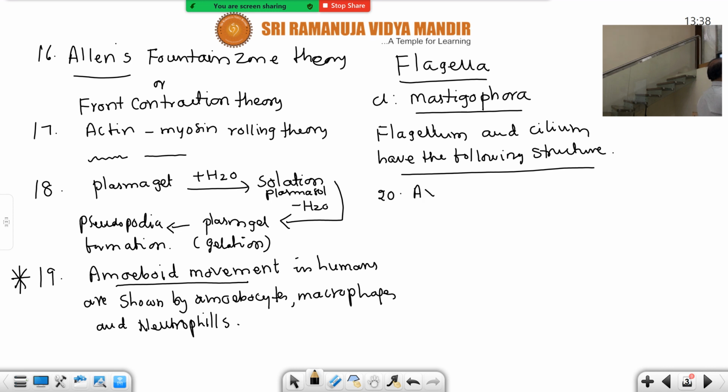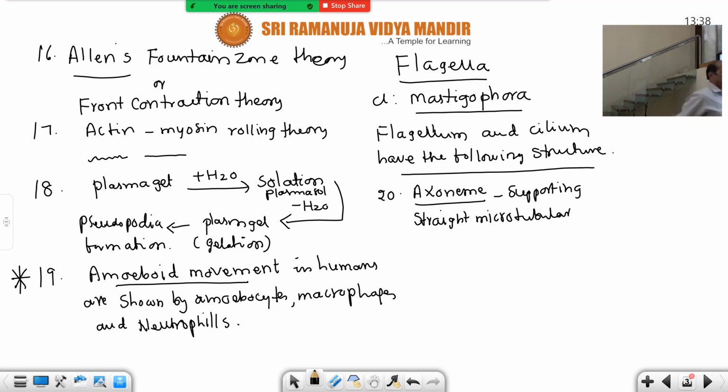Put a heading, axoneme. A supporting rod-like structure of the flagellum and cilium. A supporting straight microtubular structure, because it is made up of microtubules. So this is a supporting rod of both flagella and cilia. A supporting straight tubular structure. Straight microtubular structure, better you say like that.